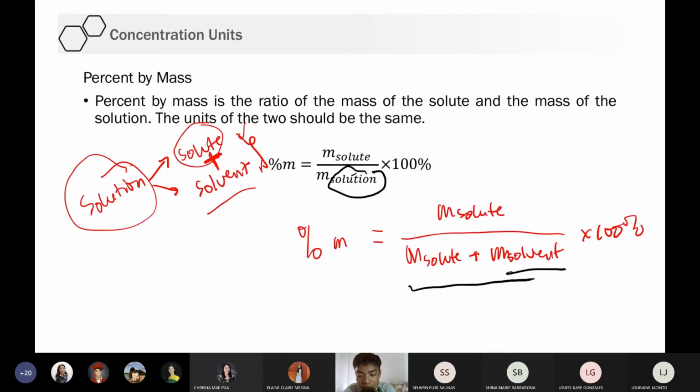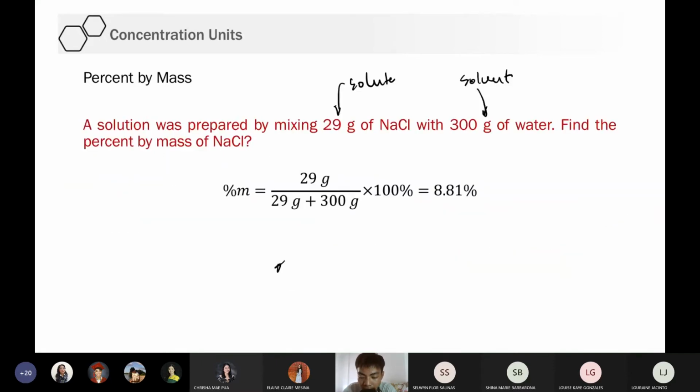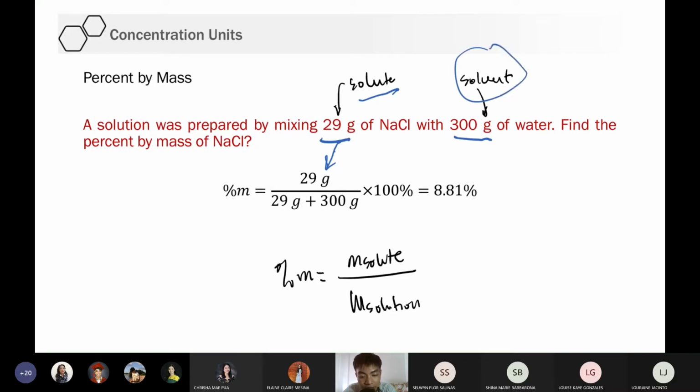Ipa-plug in mo siya sa equation na to. Okay? So, that's percent by mass equals mass ng solute over mass ng solution. So, in the numerator, you will write 29 grams. So, yun yung mass ng solute. However, in the denominator, hindi yung 300 ilalagay mo. Kailangan kasama yung 29. Bakit? Yung 300, that is just the solvent. Ang kailangan sa denominator is the solution. So, you add the mass of the solvent and your solute, yung sum niyan, yun yung ilalagay mo sa denominator.